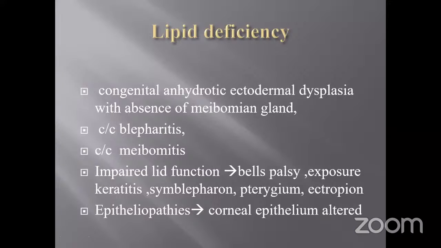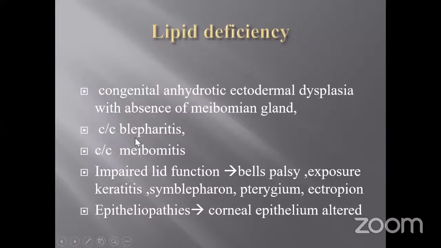Now, this is lipid deficiency. Lipid deficiency, we have already seen it is mainly produced by the meibomian gland. So meibomian gland problems will result in lipid deficiency. So congenital anhidrotic ectodermal dysplasia with absence of meibomian gland. At least you should know that when there is some problem with meibomian gland, there is lipid deficiency.